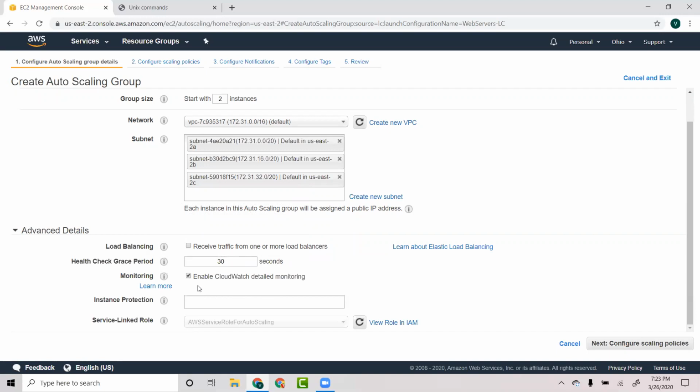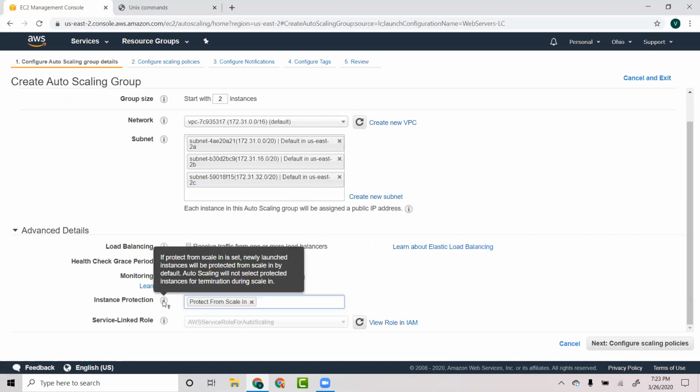And then enable CloudWatch detail monitoring. Yes, please. And then instance protection. Take a look at this one. This may be asked in the exam too. Instance protection. If I select this protect from scale in, then what happens is, if protect from scale in is set, in this case it is set, right? Newly launched instances will be protected from scale in by default. Auto scaling will not select protected instances for termination during scale in.